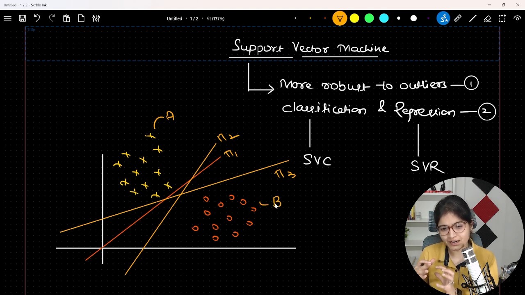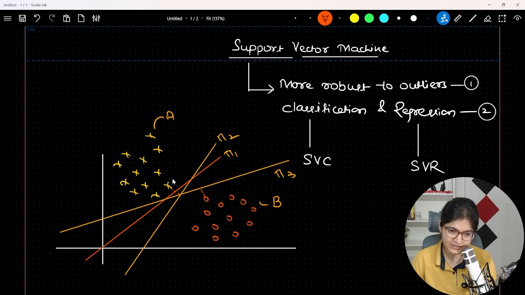So you will say, Priya, whichever line gives us more distance between the points that we have, right? Maybe this one and this one. So let's suppose that this pi 3 is the line where the distance between the class A point and the class B point is maximum, let's suppose.